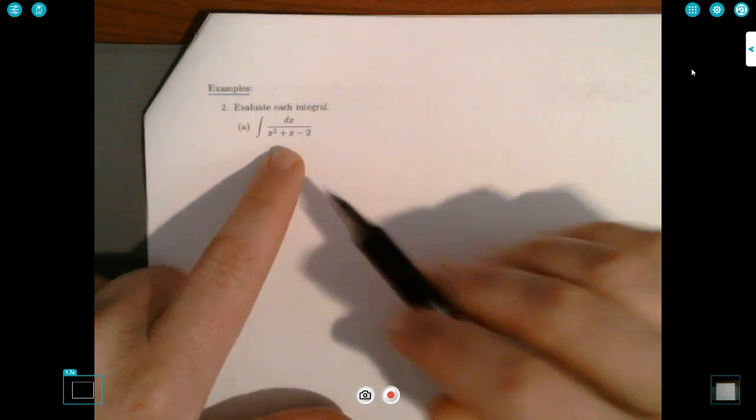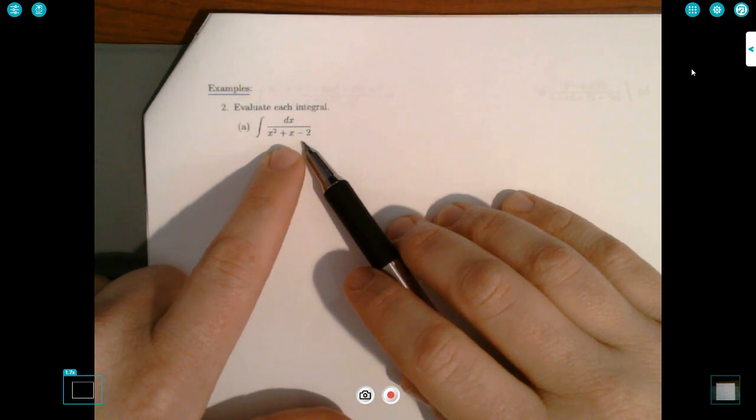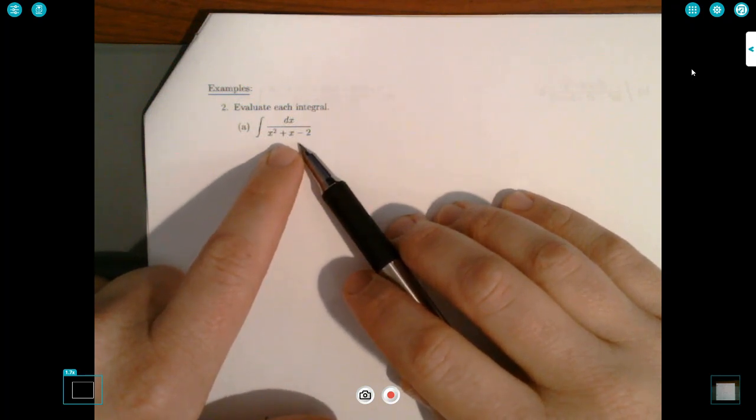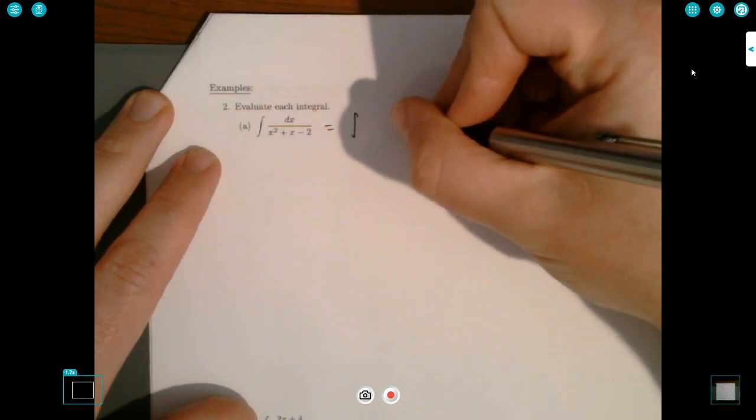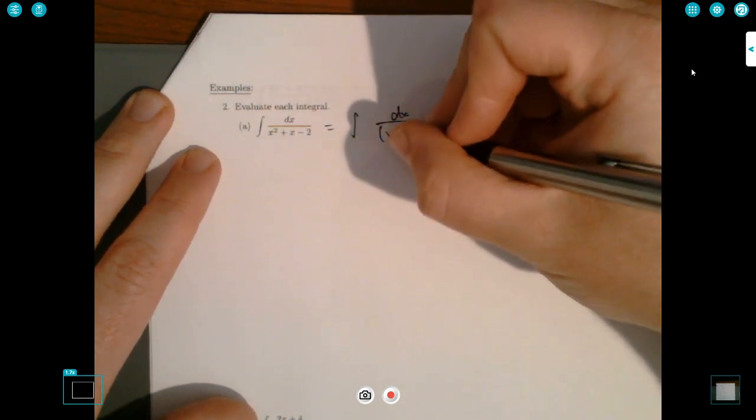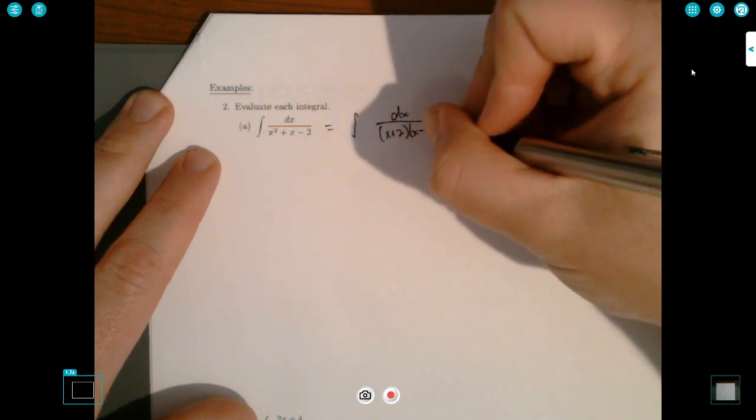So let's do it. Let's evaluate some integrals using this idea. With this one, potentially you could complete the square and then do a trig substitution or something, and that might help you here. But here's another way that you could do it using partial fractions. You could say, this is the integral of dx over x plus 2 times x minus 1.